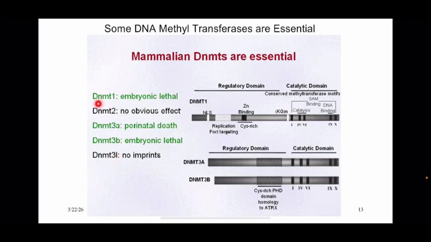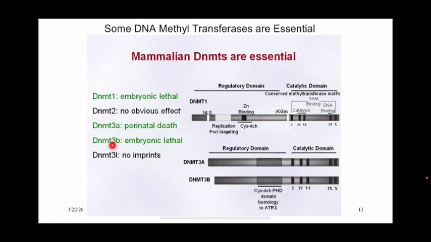So in 3B, when you lack DNMT1, or if your DNMT1s are not working — what are DNMT1s? They are maintenance methyltransferases. So if your DNMT1 is not working, it is very lethal to your embryo. Okay. For DNMT2, there is no known obvious effect.